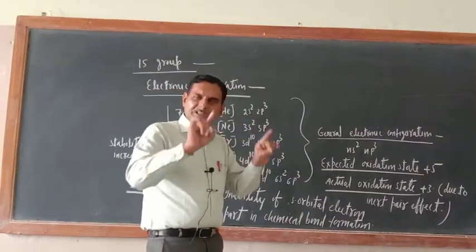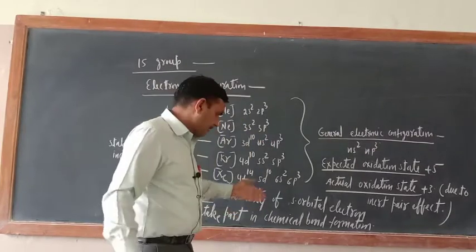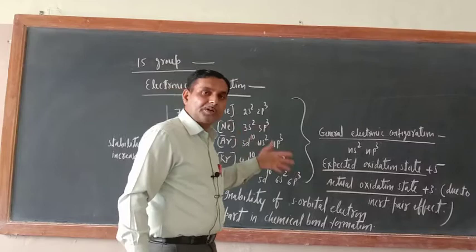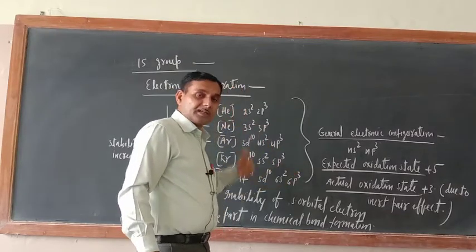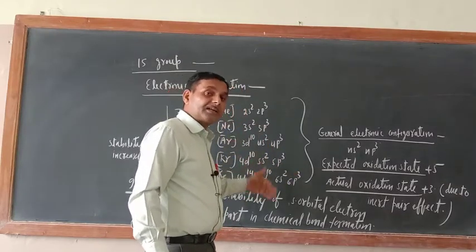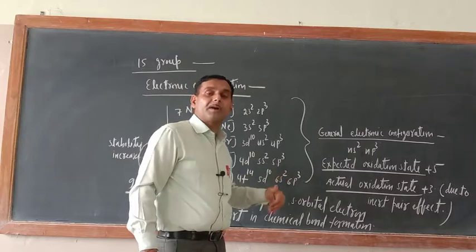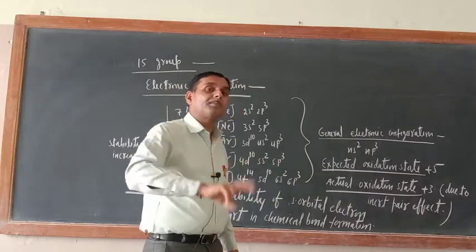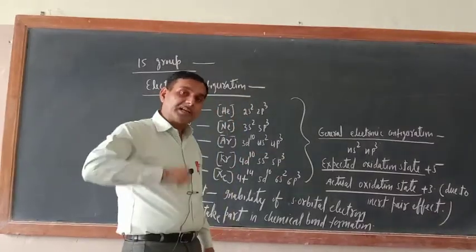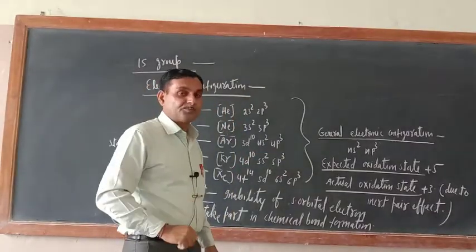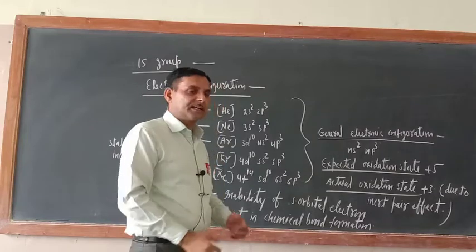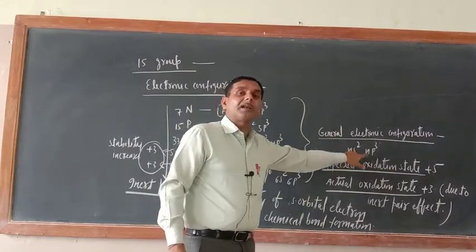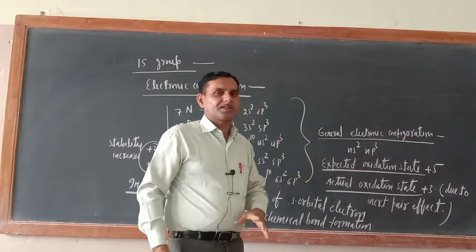Now the question arises, what is the inert pair effect? Already written here: inability of s orbital electrons to take part in chemical bond formation is known as the inert pair effect. It means one pair of electrons becomes inert. A question arises here: why only s orbital electrons become inert? Why not p? Just try to understand.